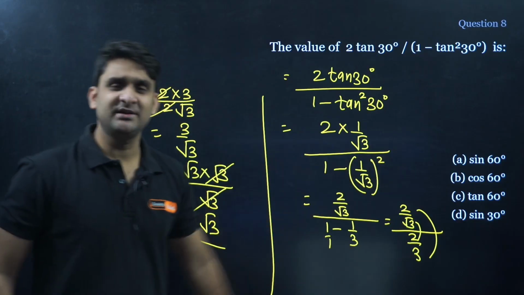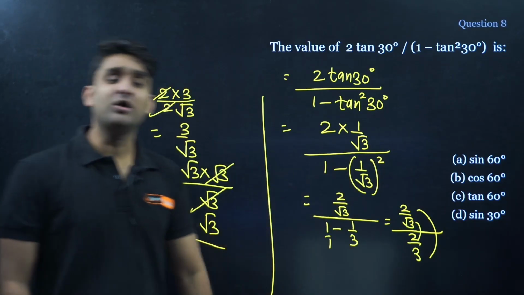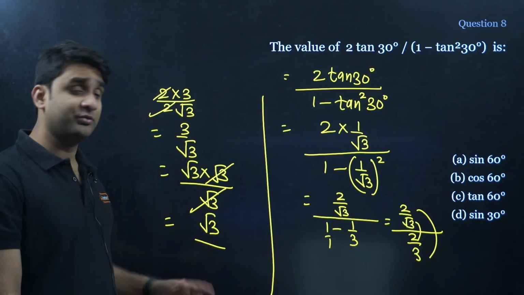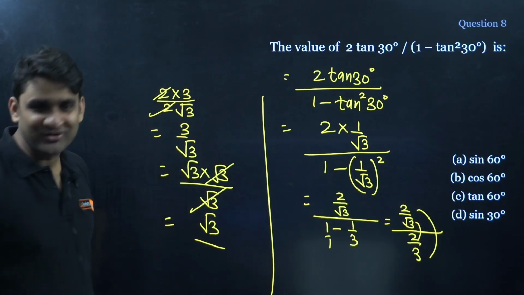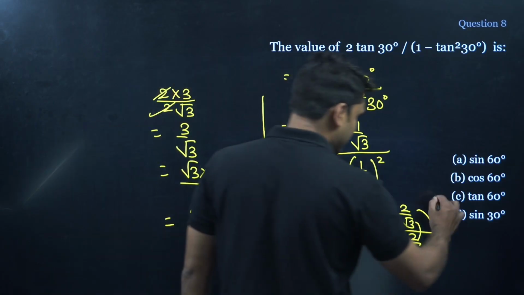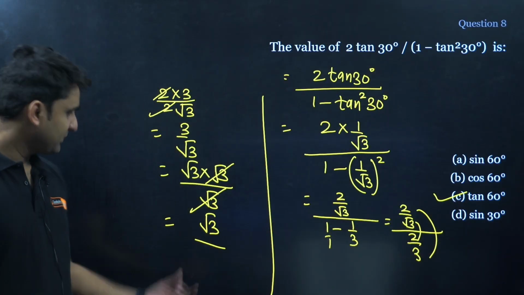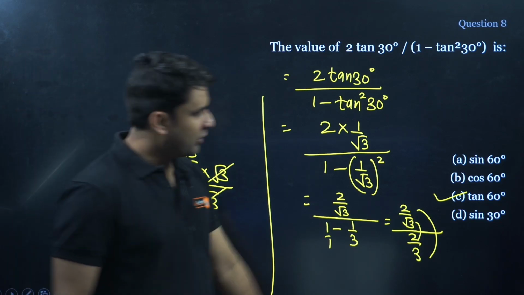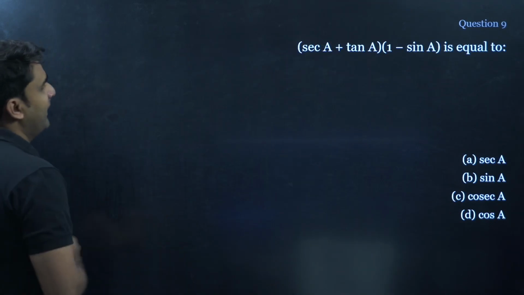So sin 60 is equal to root 3 by 2, but we have root 3, so this is not the answer. Cos 60 is equal to 1 by 2, but we have root 3, this is not the answer. Tan 60 is equal to, yes, root 3, and we have root 3, so option number C will be correct. And sin 30 is equal to 1 by 2, we are looking for root 3, so option number C will be the correct answer. Clear? Okay.